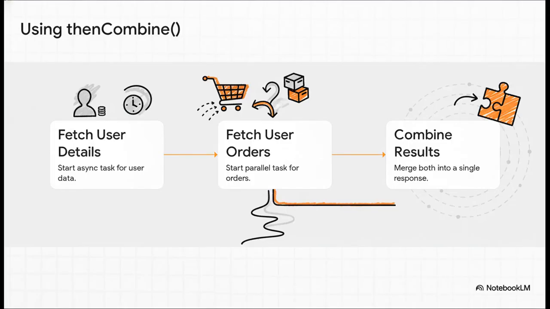Okay, picture this. You need to get user details from one microservice and their order history from a completely different one. These two things don't depend on each other, so you can, and should, run them at the same time. This is the perfect job for thenCombine. It takes two futures, waits for both of them to finish, and then gives you a way to merge their results together. It's an incredibly powerful way to speed up your application by running things in parallel.